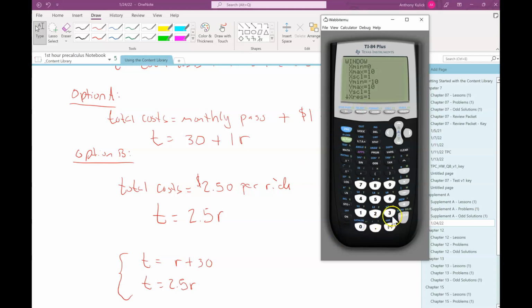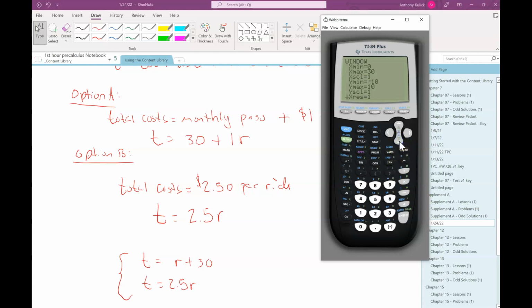So the X will start at 0. Now, I don't know how many rides I'm going to have to make to have these two things even out, but I would assume that probably less than 30, because there's 30 days in a month. If I ride the bus once a day, that seems like a reasonable upper bound to pick. Everybody okay with that reasoning?